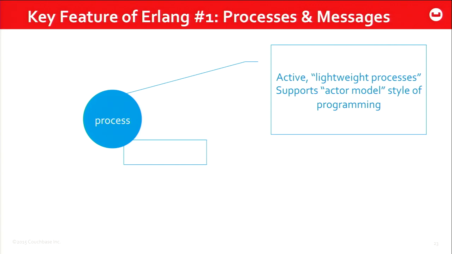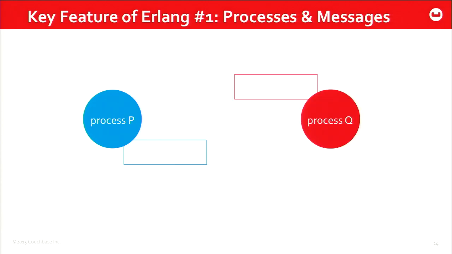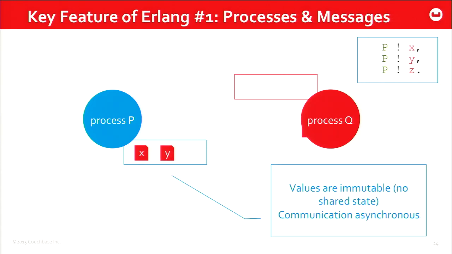So there's a concept at the core of the system, which is this idea of a lightweight process. It's not a thread. It's much lighter than that. But it's an entity that has its own lifetime, and it can do stuff. And then it has a mailbox, an inbox queue, right? So messages can be sent to it. So if I've got two processes, process P and process Q, I can send a message from one to the other, as simply as shown in the top right-hand corner.